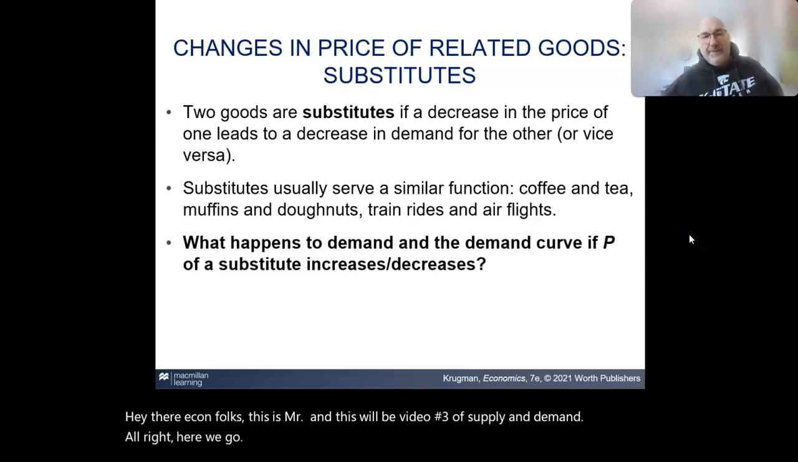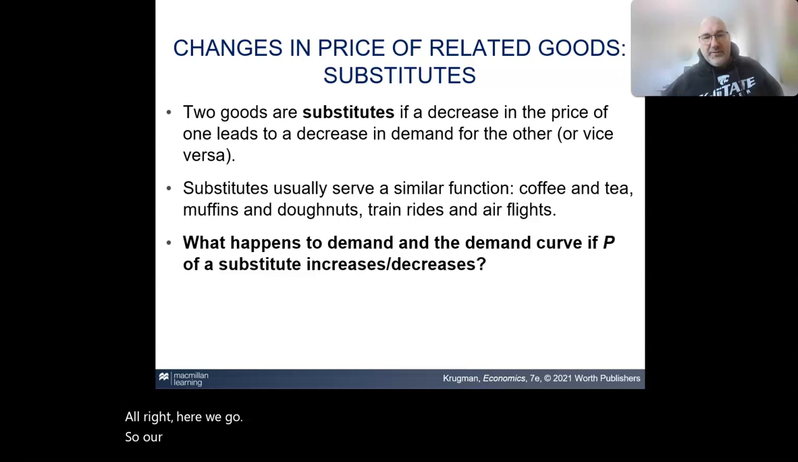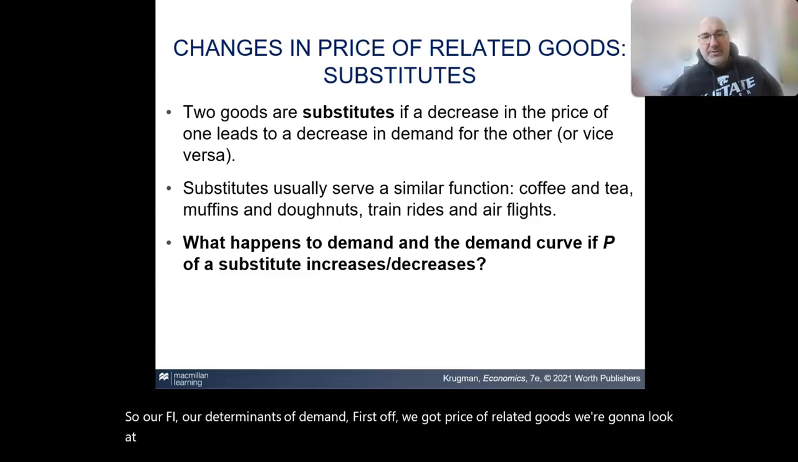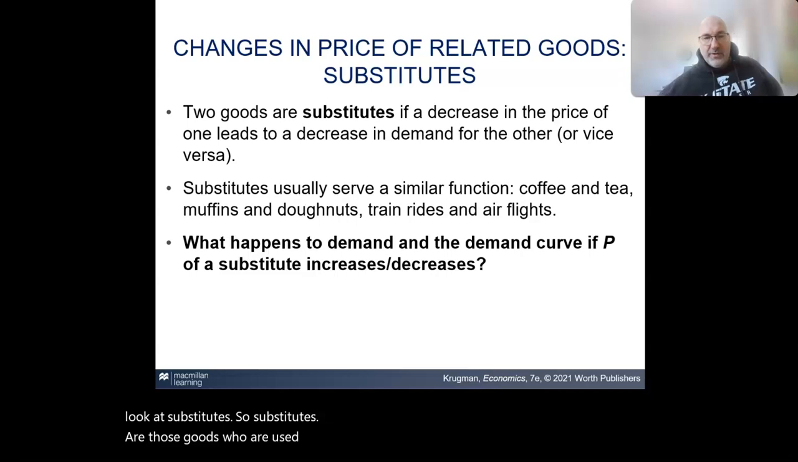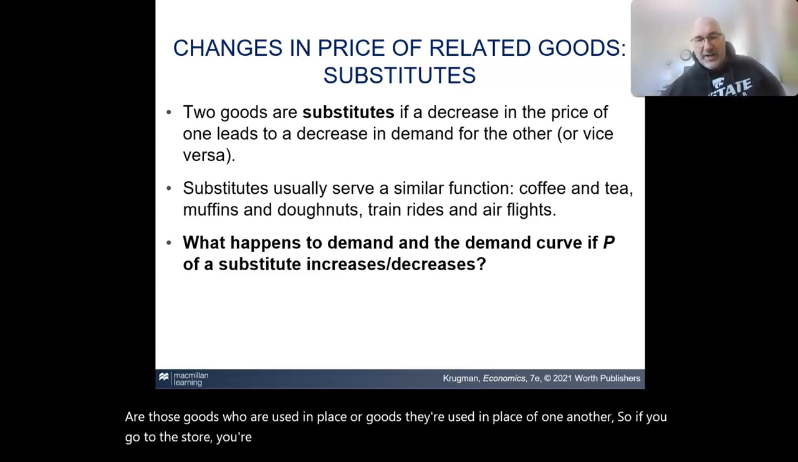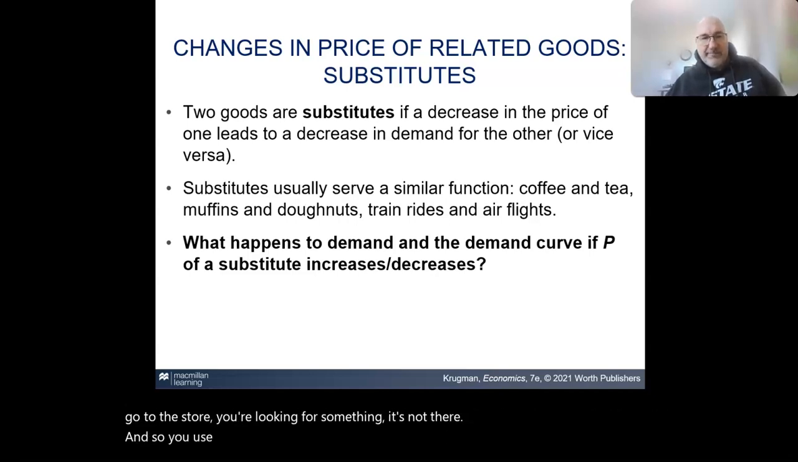So, our determinants of demand. First off, we got price of related goods. We're going to look at substitutes. Substitutes are goods that are used in place of one another. So, if you go to the store, you're looking for something, it's not there, and so you use the next best thing, right?